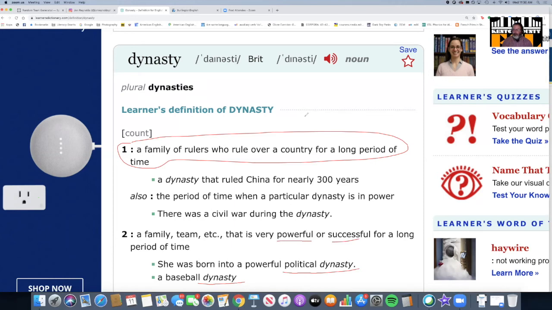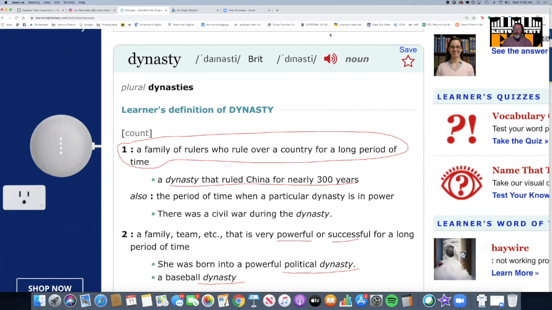Use your words to explain it. Now, the Learner's Dictionary is usually pretty easy to use, but there are lots of other dictionaries that I'm going to suggest. But when using it, maybe use the example too. So like a dynasty in China for 300 years. Maybe share that information with us too.